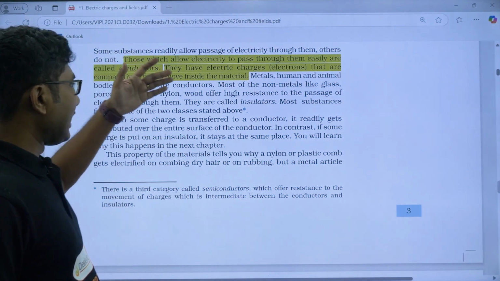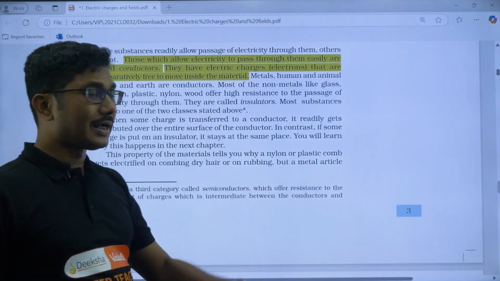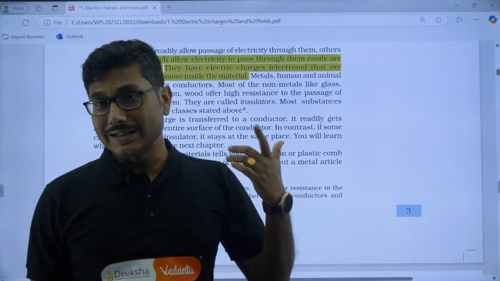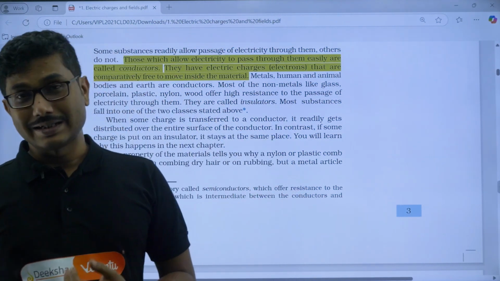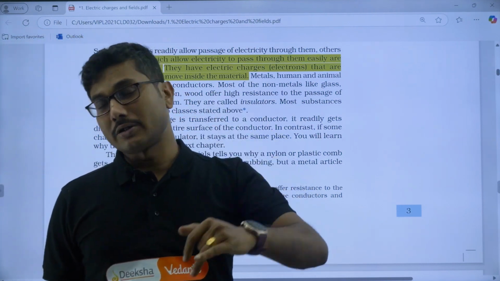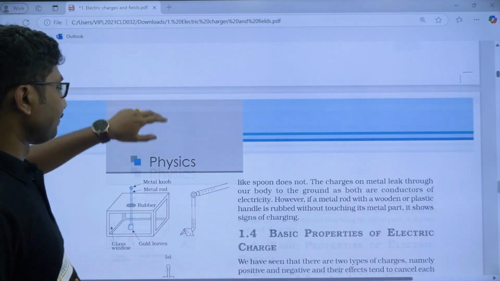We will discuss this in our chapter. They have also mentioned that with temperature the resistance of the conductor increases, which we will discuss in the current electricity chapter. So don't worry about the rest of the parts, they are being covered in one chapter or another. They have even mentioned semiconductors.